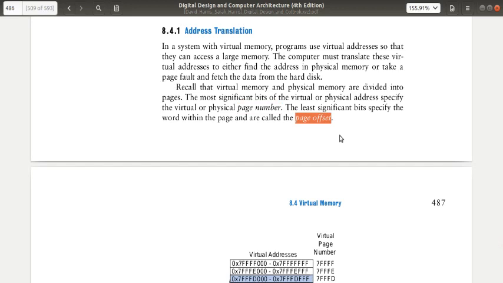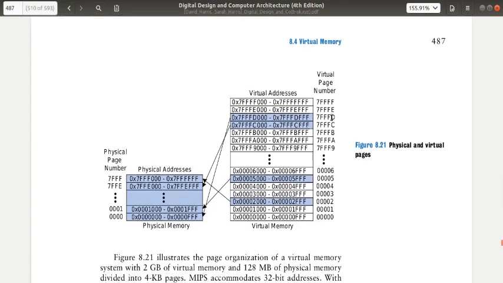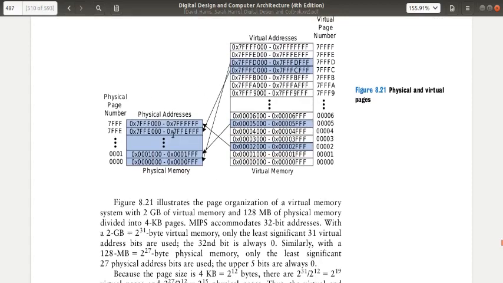In cache, to find a specific block, we used something called a tag, right? That was the higher bits of the physical address. And to find the specific address location, we used the offset, like the word offset. Similarly here, to find the page, that big chunk of data, we use the page number. And to find the specific memory location within that chunk of data called the page, we use the page offset. Okay, now with that in mind, let's consider a case of physical memory and virtual memory.